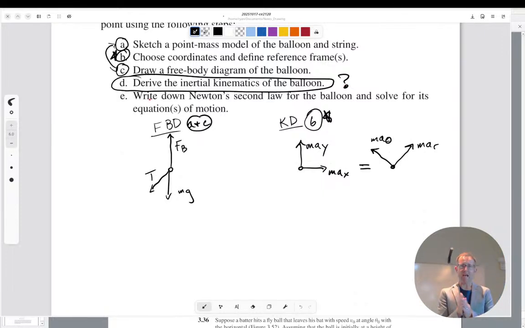The heck is this thing asking for? Derive the inertial kinematics of the balloon. No idea? Kinematic diagram. Yeah, like our kinetic diagram. Okay, yeah. So it's got to have something to do with that, our kinetic diagram, because our kinetic diagram is the inertial, like m times our kinematics, right? Yeah, so something to do there. I like that direction.